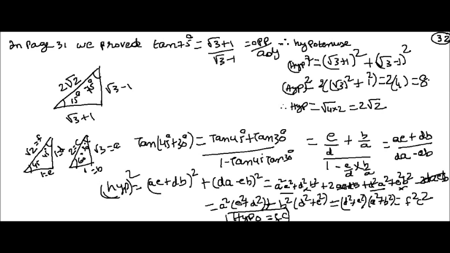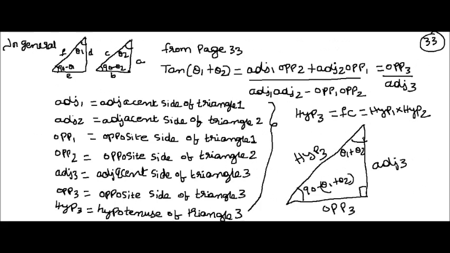DA is nothing but the product of the two adjacent sides of the two right angle triangles minus the product of the opposite sides of the two right angle triangles, and the hypotenuse is nothing but the product of the two hypotenuses. The hypotenuse of the summation of two right angle triangles is nothing but the product of the two hypotenuses. Using this trick, we can solve some problems easily.